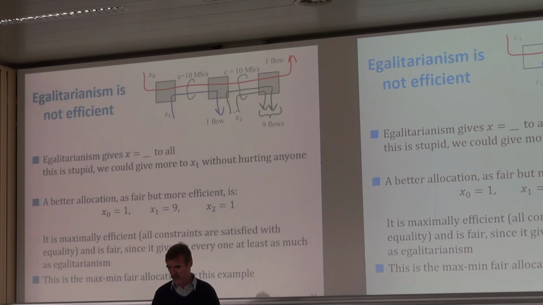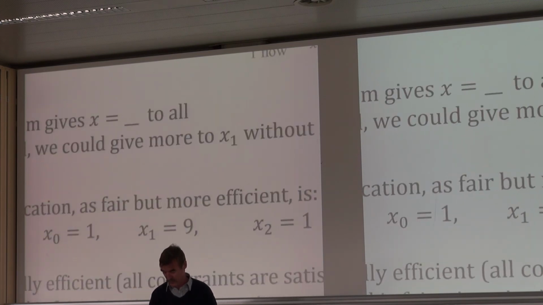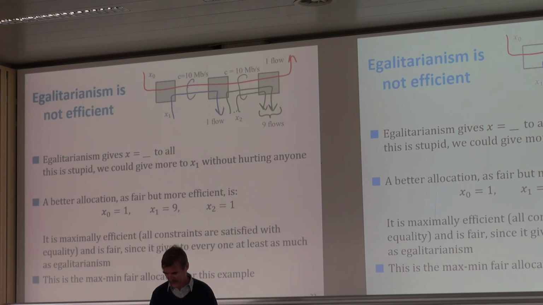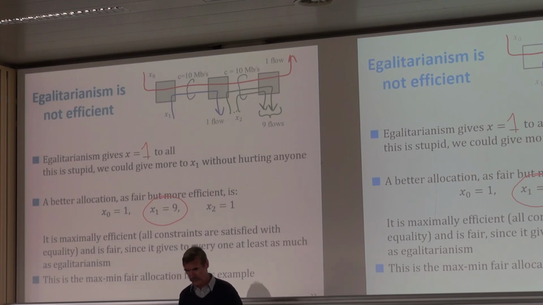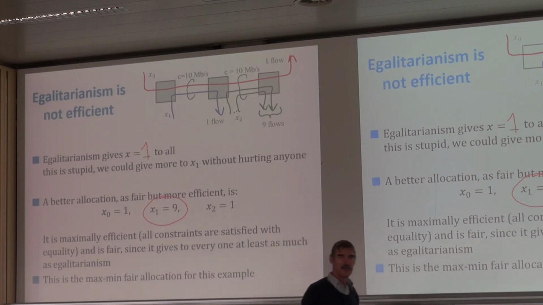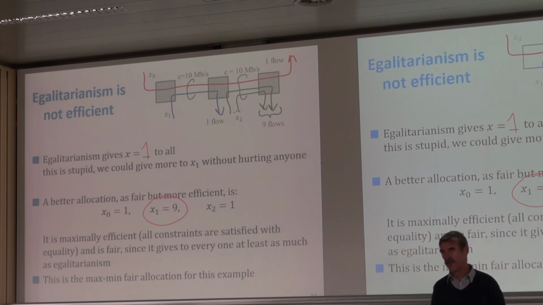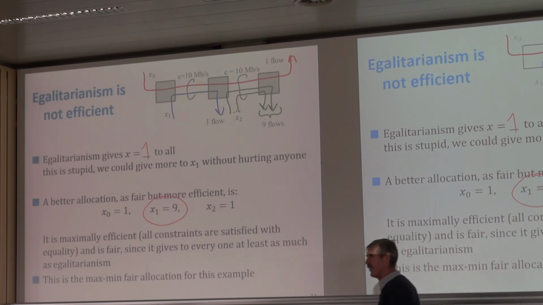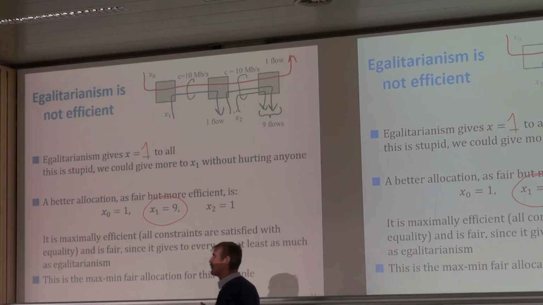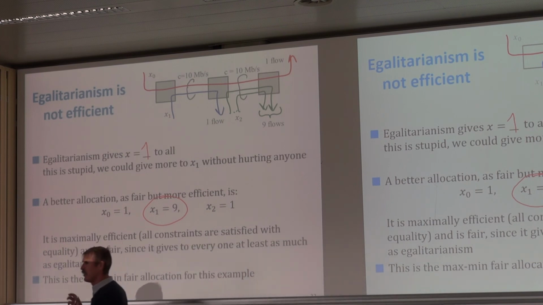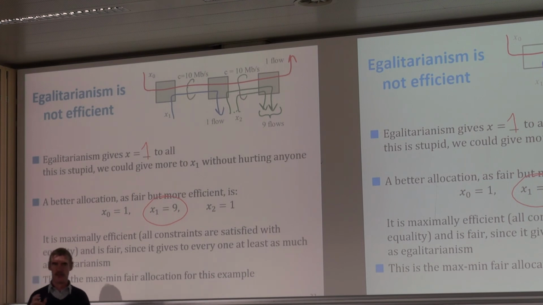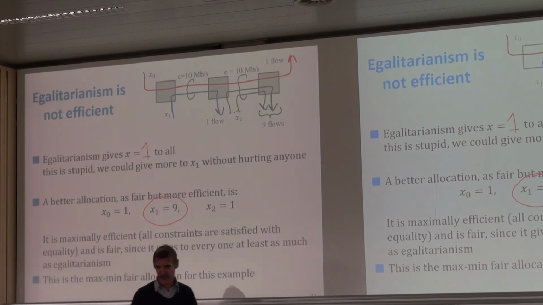Is to give 9 here. And this leads us to, there is a formal way to define this. It's called max-min fairness. So max-min fairness is, in some sense, an optimization criterion where we say we want to be fair, but we also want to be maximally efficient. And there is a theory for that called max-min fairness. And the max-min fair allocation in this example would be exactly this.